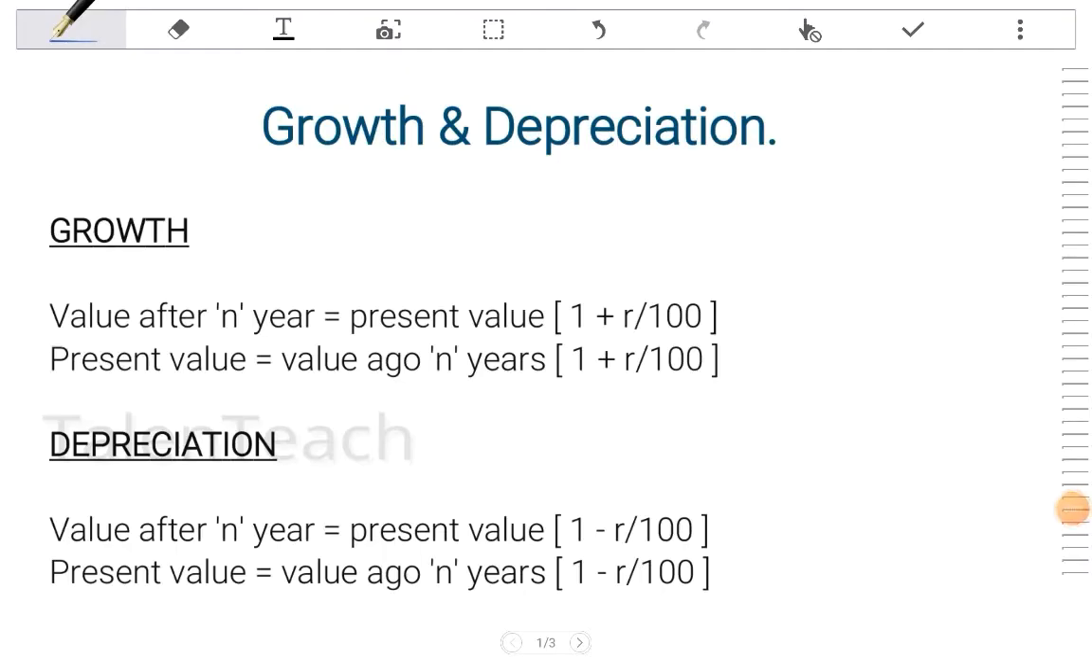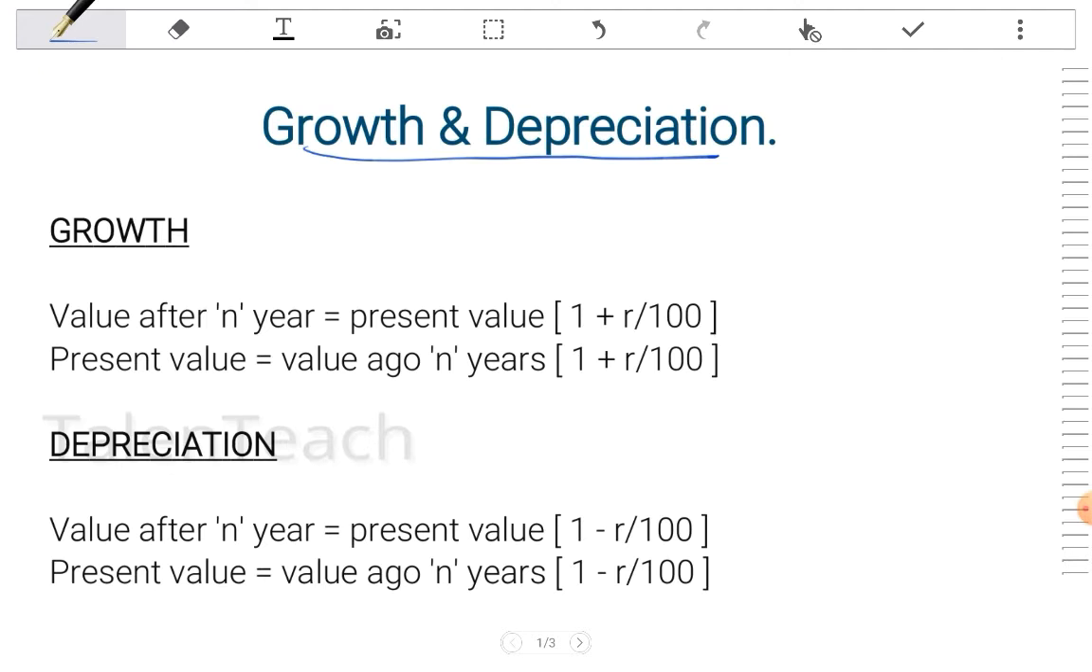We are going to discuss the topic growth and depreciation. So growth means the increase in something, maybe the increase in the cost of a certain item or the growth of industries, growth of plants, etc. And depreciation is the decrease in something. Suppose a decrease in the cost of a certain item.